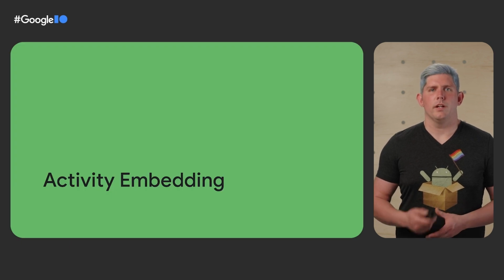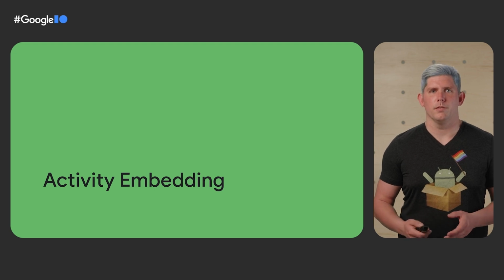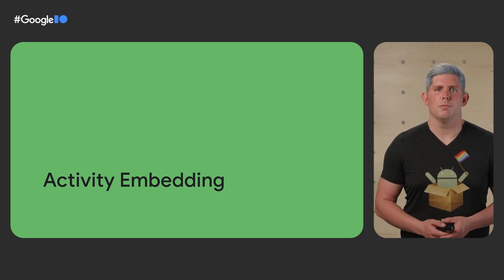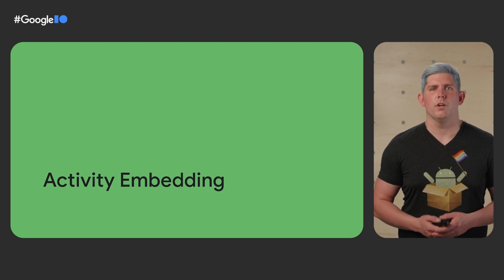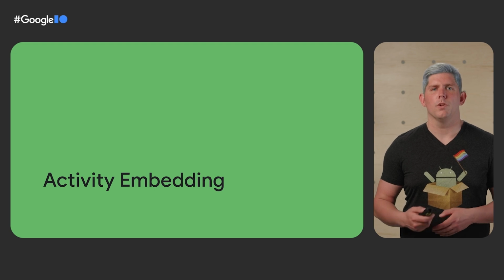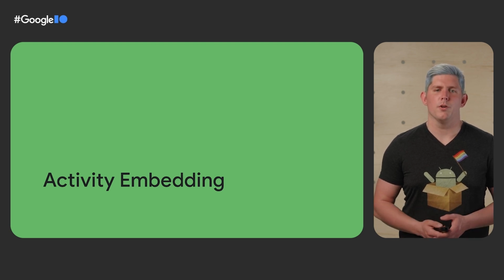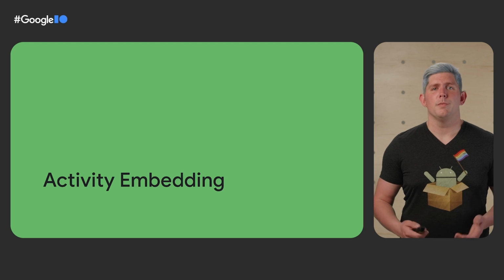Now, we know that updating legacy code bases to support new architectures and screen sizes can be challenging. And while we still recommend moving to more of a single activity architecture, we also wanted to provide solutions for apps to be able to make UX improvements for larger screens without needing to do an entire overhaul. This is where activity embedding comes in.